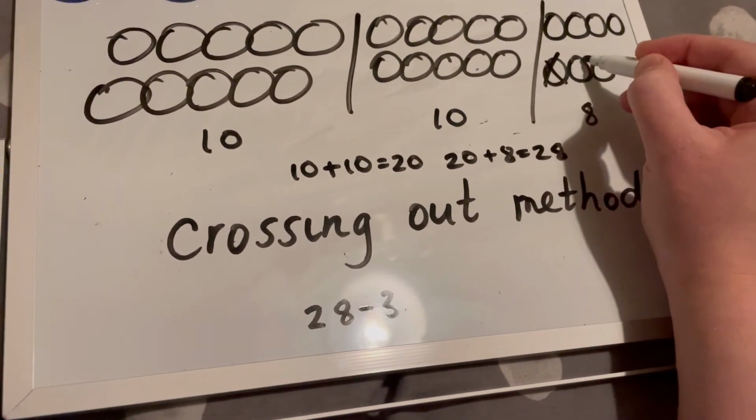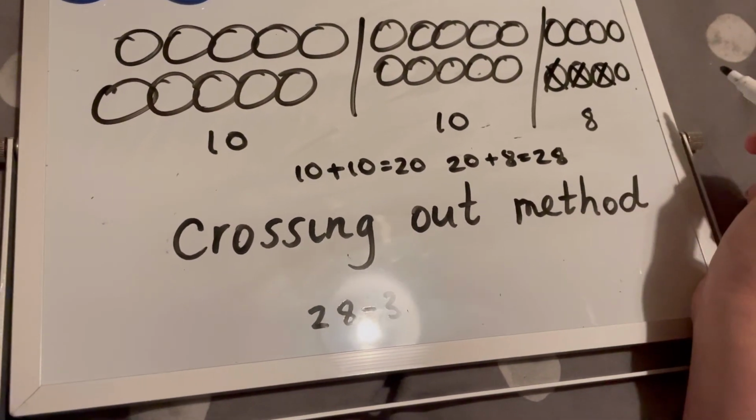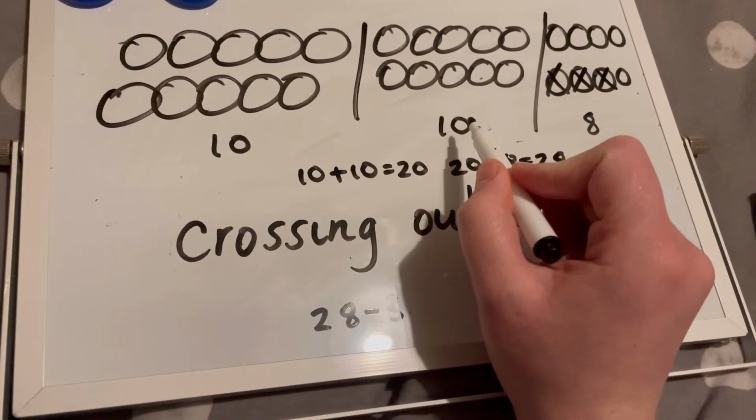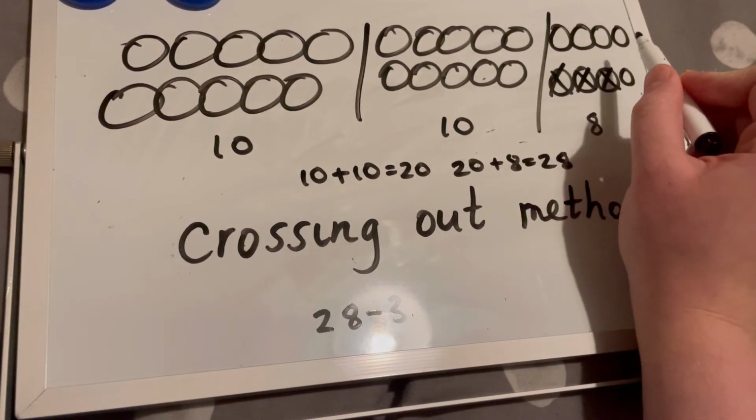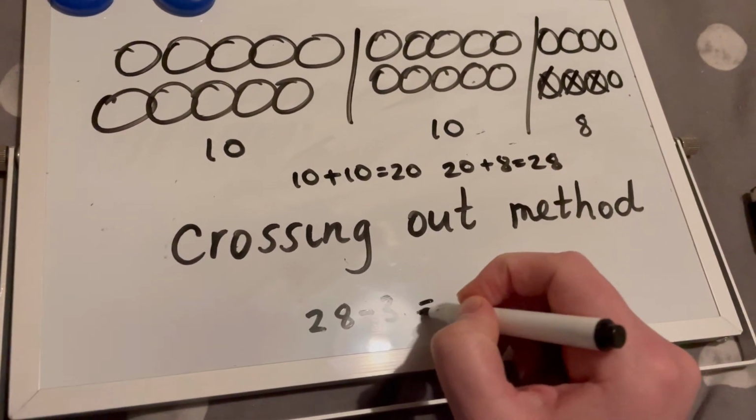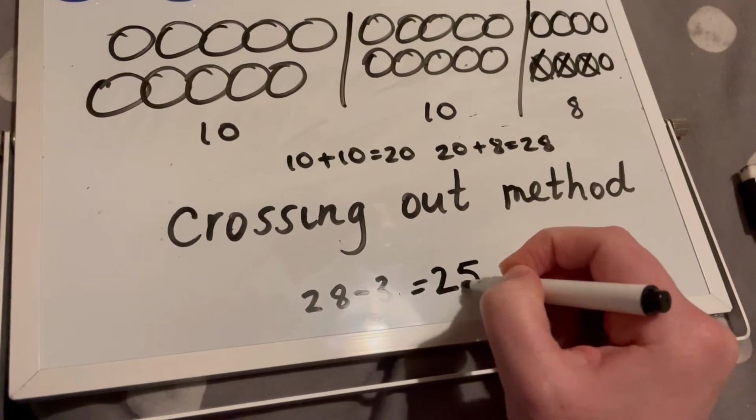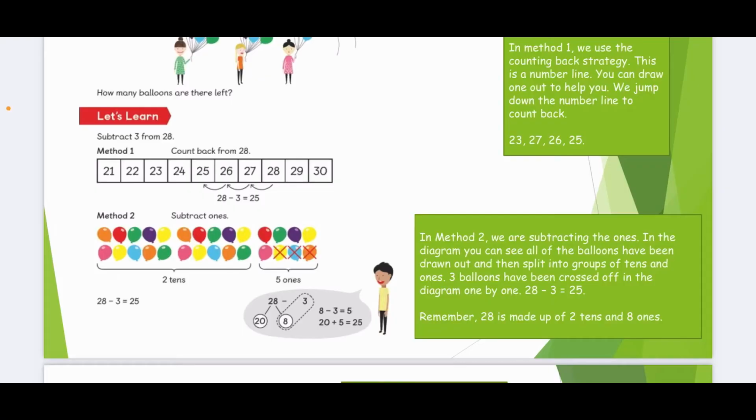So now we need to do 28 take away 3. So I'm just going to cross them off, the crossing out method, and you can see I've got 10, 20, 21, 22, 23, 24, 25. So now I have 25 balloons left. 3 balloons have been crossed off in the diagram one by one. So 28 take away 3 is 25. So just remember that 28 is made up of 2 10s and 8 1s. So if you know that 8 take away 3 is 5, then you can work out that 28 take away 3 is 25.